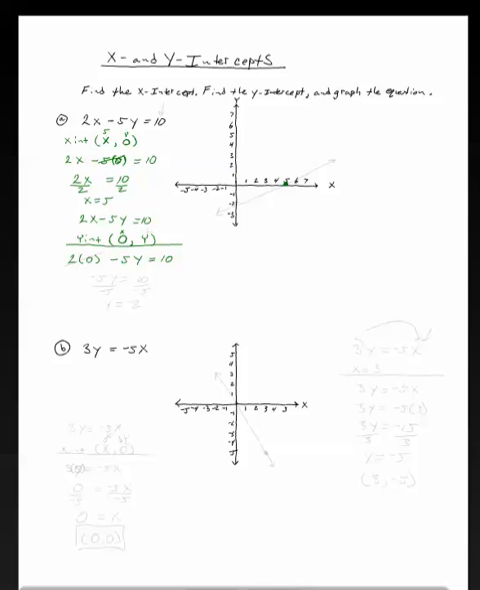And this time the 2 times 0 is what's going to cancel. And what we're really left with is negative 5y equals 10. So we divide both sides by negative 5, and we get y equals negative 2. So that tells us when x is 0, y is negative 2. So now we plot that point. We go to x is 0, which is the middle, the origin, and then down to y is negative 2. And now that we have our x and y intercept, we can draw our line.